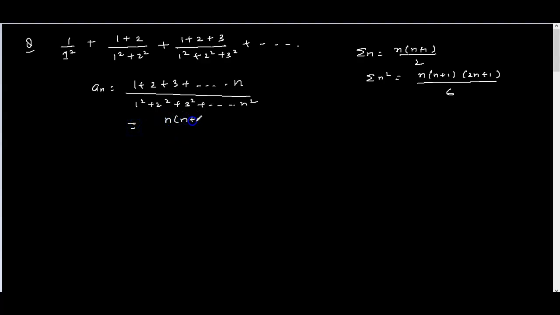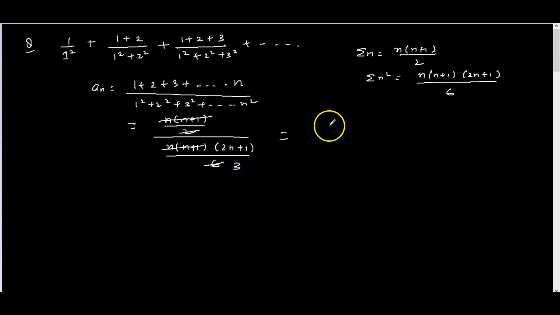So n into n plus 1 by 2, divided by 1 square plus 2 square up to n square, for which I can write the formula n into n plus 1 into 2n plus 1 upon 6. If you simplify here, this part will cancel. 6 by 2 is 3, and it will come in the numerator: 3 upon 2n plus 1. Any doubt till here?